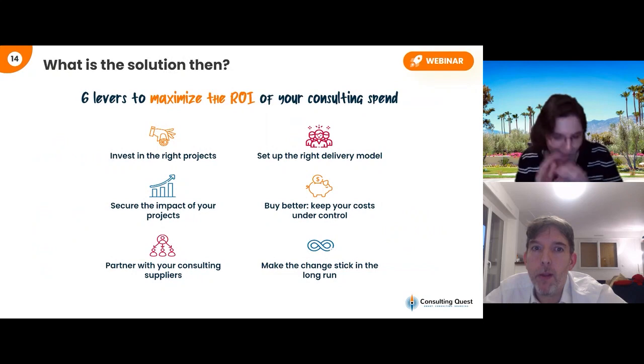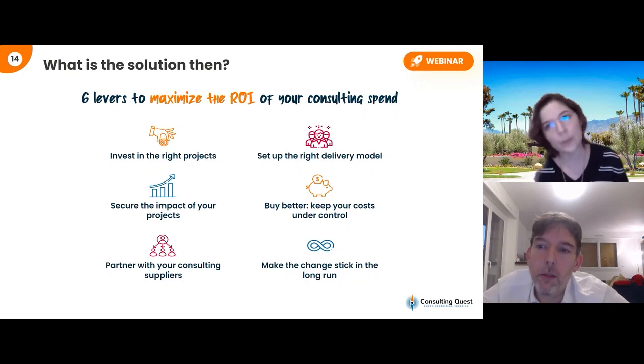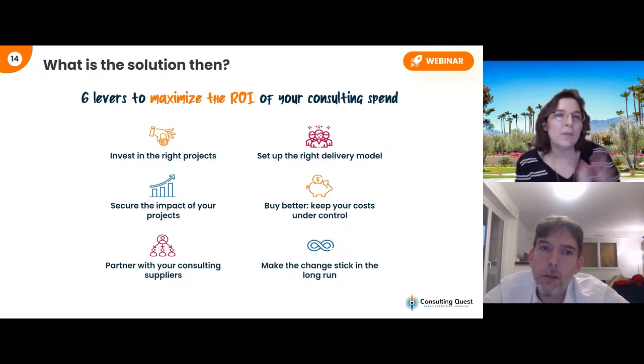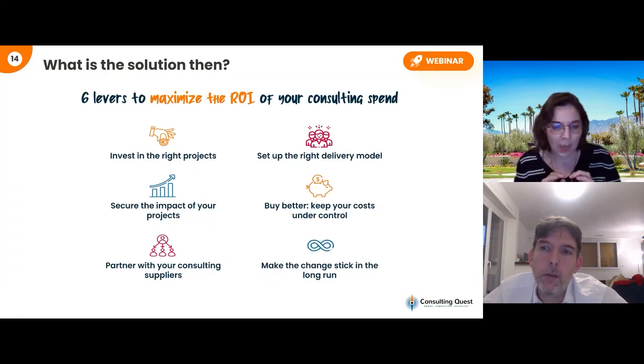So what's the solution? This is the result of our work. We'll go very fast on those 6 levers, and then we'll go one by one after that. So we see that there are 6 levers to maximize the ROI of your consulting spend. I'll start with the first one, which is invest in the right project. We talked about that already. Then we have set up the right delivery model. By delivery model, what we mean is how you organize your teams, whether they're working with external consultants, internal consultants, all of this. Then, secure the impact of your project. Make sure the project you launch delivers the value or the impact that you expect.